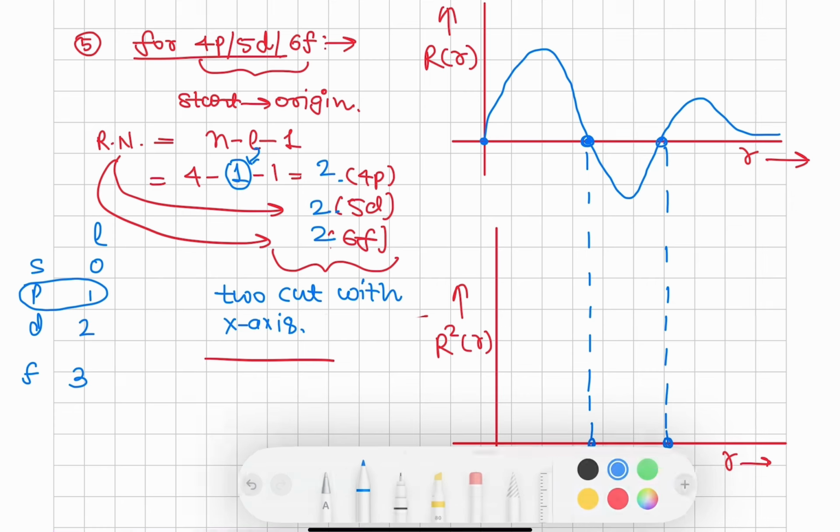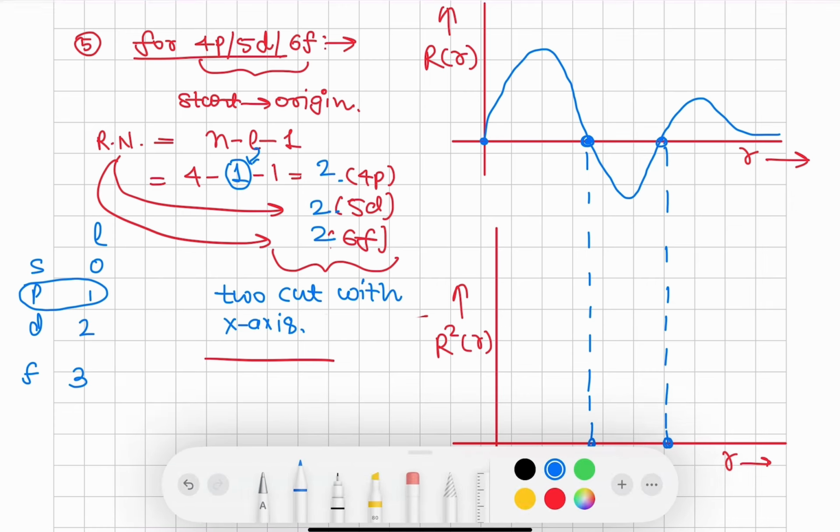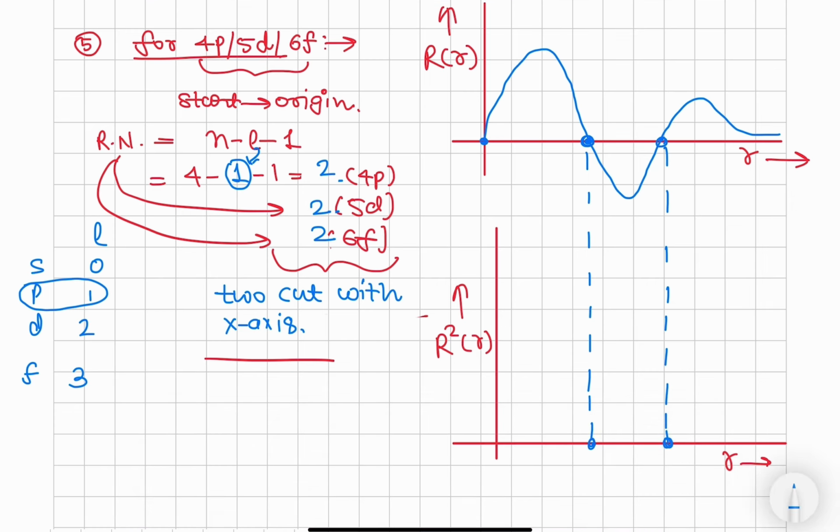So let's draw. For r square versus r, this will be positive, negative, positive. The graph which is negative becomes positive also. That's why this one and this one parallel to x-axis, all 3 become positive. Okay, these are the graphs which we discussed.